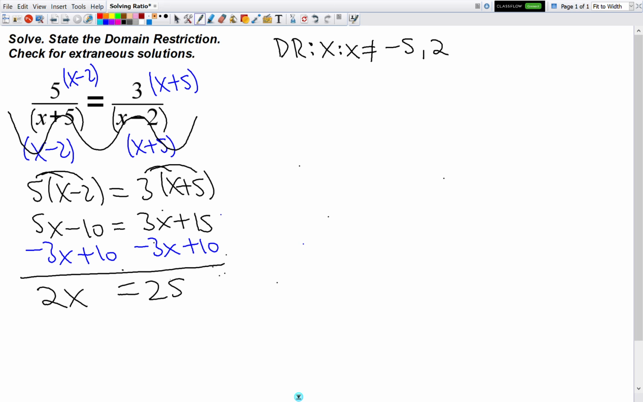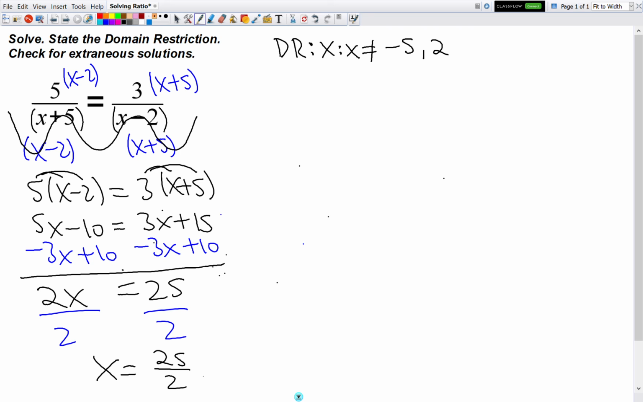Then you just solve for x. What's your next step to get the x by itself? You divide by 2. I hope that's blue. Let's make sure it's blue. Divide by 2. Yep, it is. And you get x equals 25 over 2.